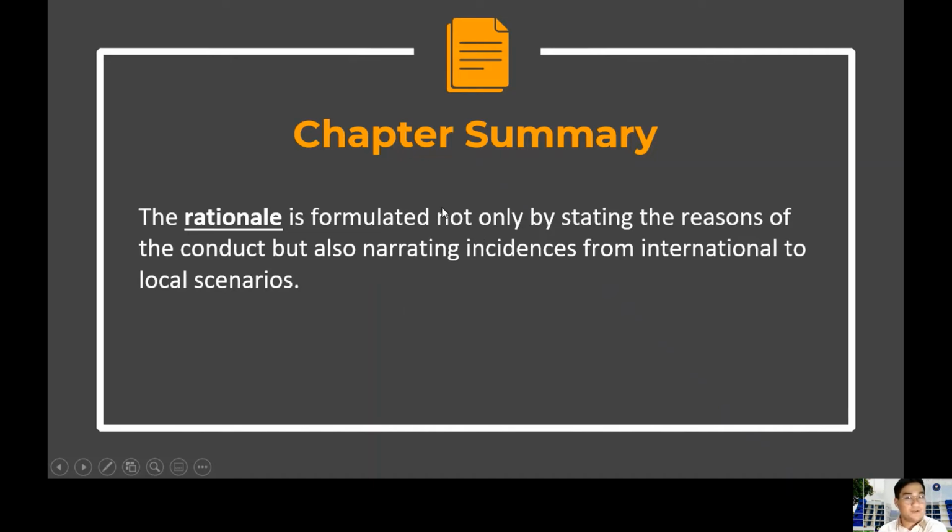The rationale is formulated not only by stating the reasons of the conduct, but also narrating incidences from international to local scenarios. So how did you arrive at your specific factors, your specific variables, or how are they defined internationally and locally?